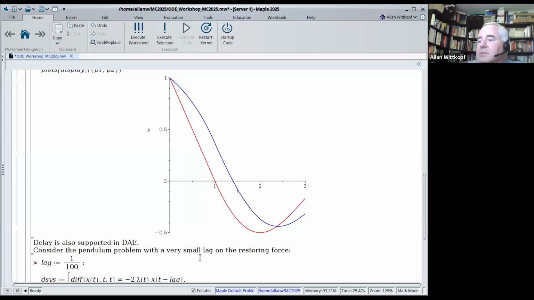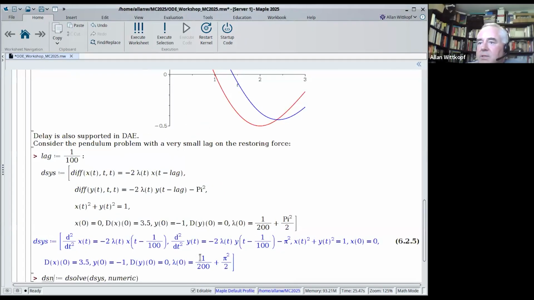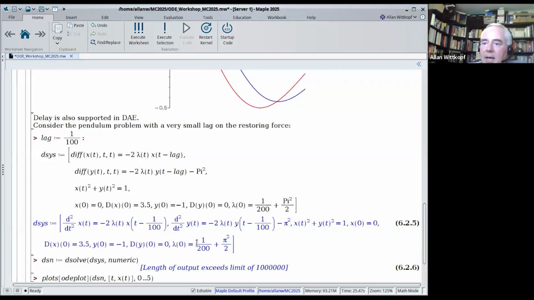DAE systems also support delay directly. So what we're going to do is put a lag on the fictitious force term for the x and the y values. All I've done is define lag, and I just throw it into the equations. I'm, again, just using the simple constant assumption for the negative time.